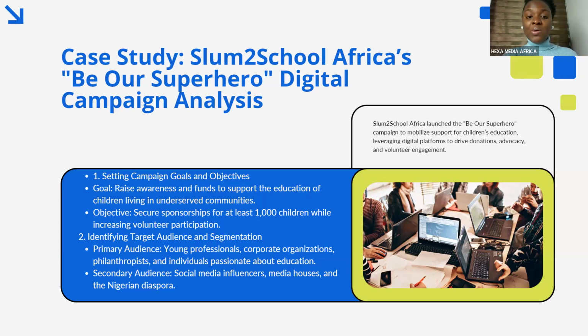And when we look at their target audience, their primary audience was young professionals, corporate organizations, philanthropists, individuals that were passionate about education. And when you look at people who were published as superheroes on their website, I'll show you their website just after this, you will see the kinds of people that were there. These people were actually young professionals, philanthropists, and people who were passionate about education. So those were the people they were targeting with their campaign, and they reached them.